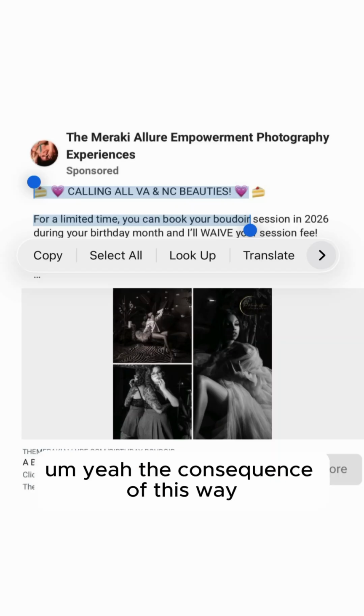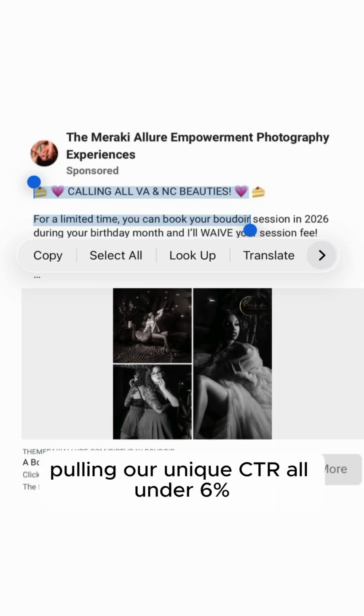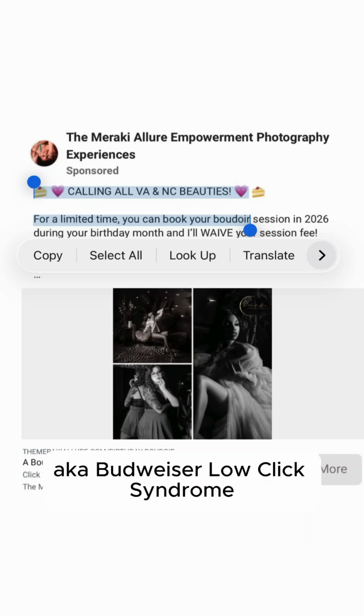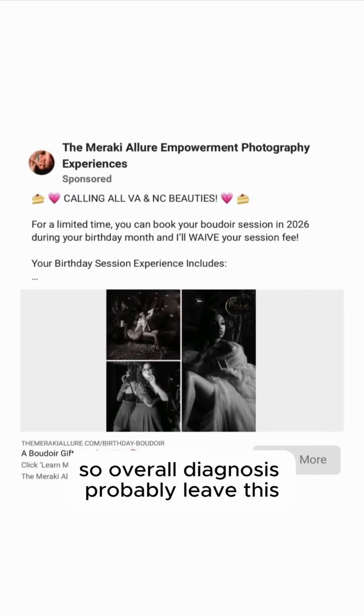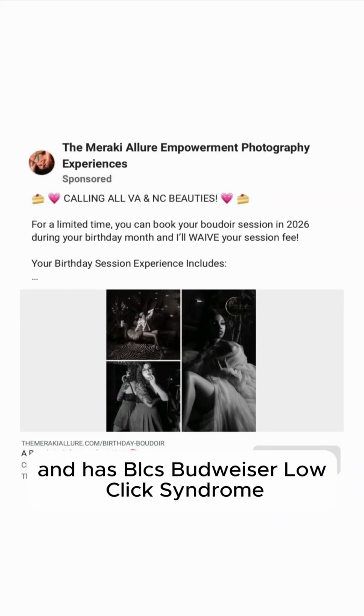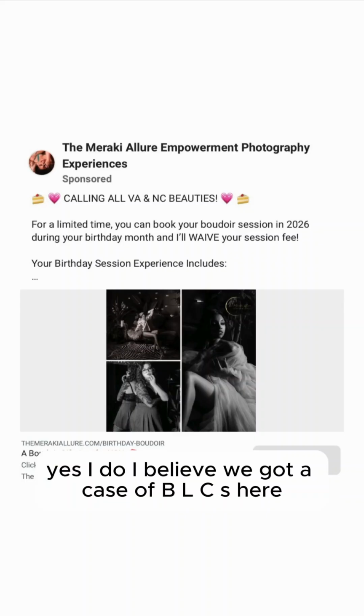The consequence of this, way more women going to be scrolling by our Boudoir Facebook ads than necessary, pulling our unique CTR under 6%, and actually increasing the probability we have BLCS, aka Boudoir low click syndrome. So overall diagnosis, I probably believe this Boudoir Facebook ad has a unique CTR under 6% and has BLCS, Boudoir low click syndrome. Yes, I do. I believe we got a case of BLCS here.